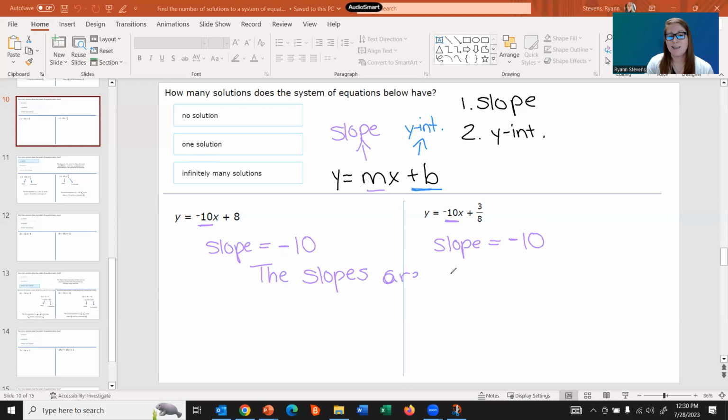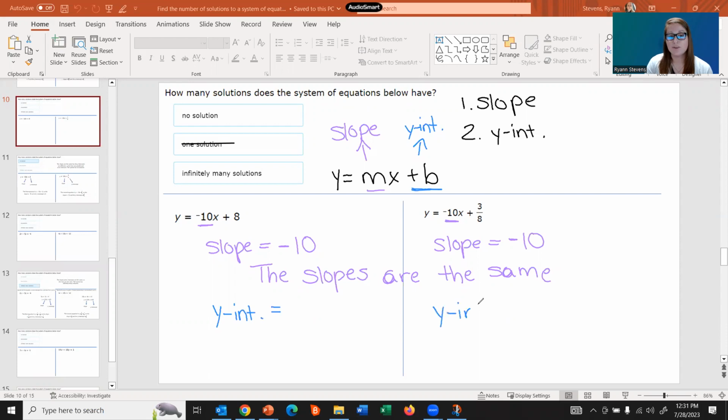Now, by process of elimination, we can eliminate one answer choice just knowing that the slopes are the same. We know that in order for there to be only one solution, the slopes need to be different. So we would eliminate that as an answer choice. It's not going to be one solution. It's either going to be no solution or infinitely many solutions. And then we want to check the y-intercepts of those equations.